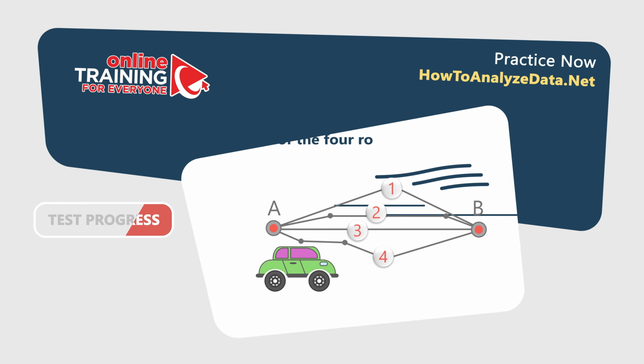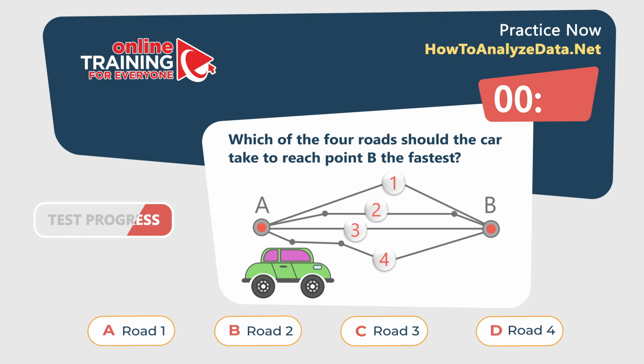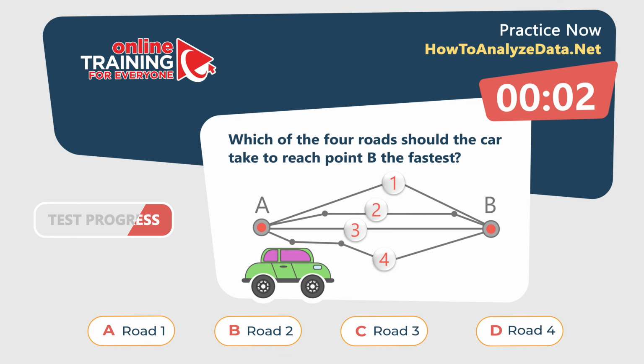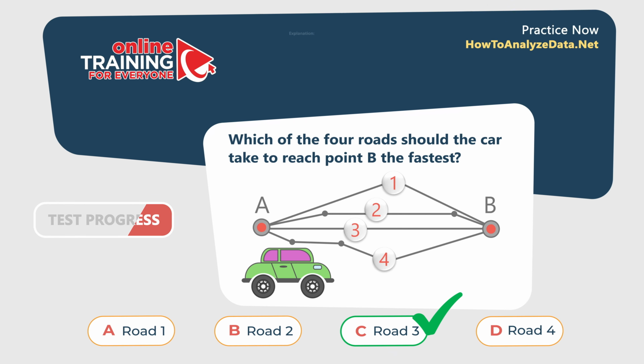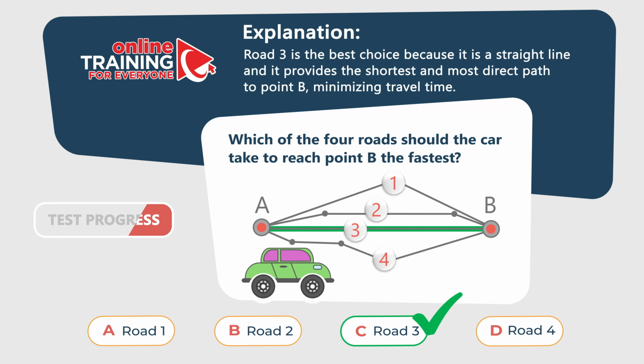Which of the 4 roads should the car take to reach the point B fastest? Road 1, Road 2, 3, or Road 4? The correct answer is Road 3, and here's why. Road 3 is the best choice because it's the straight line, and it provides the shortest and the most direct path to point B, minimizing travel time.